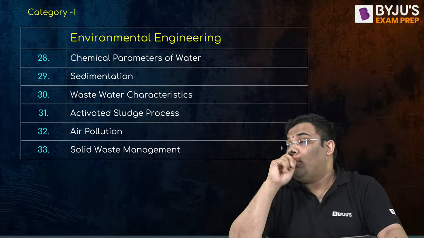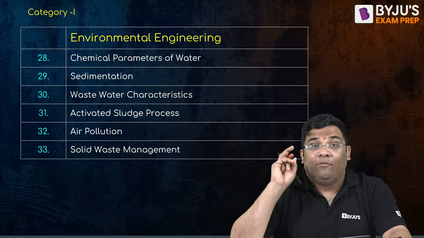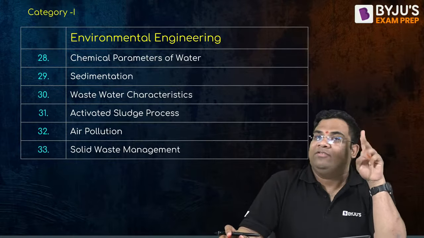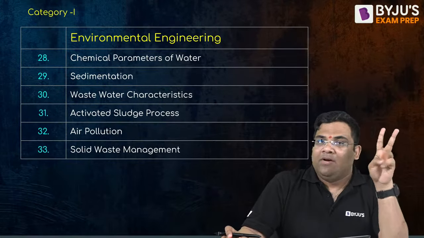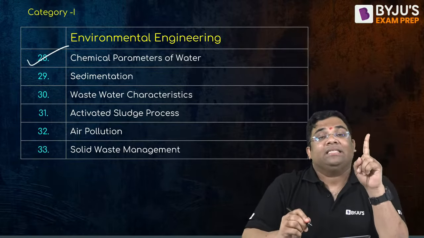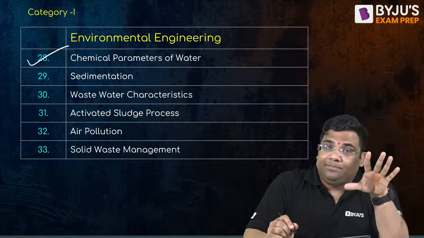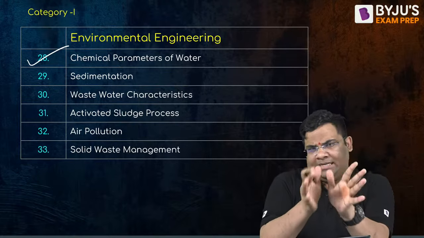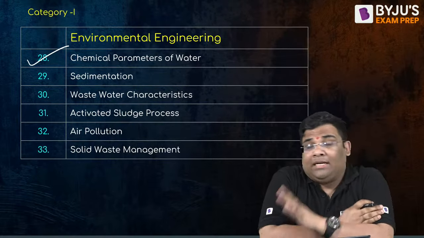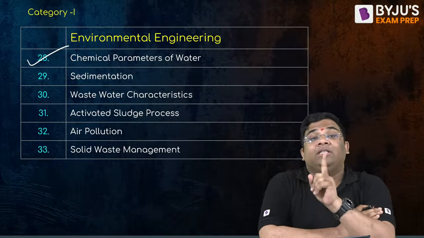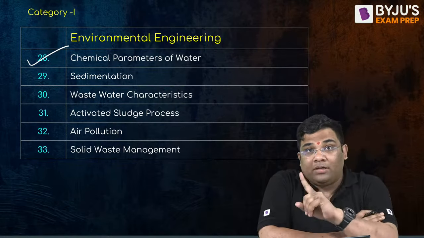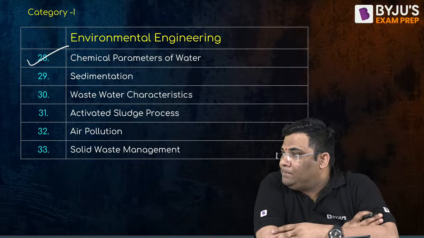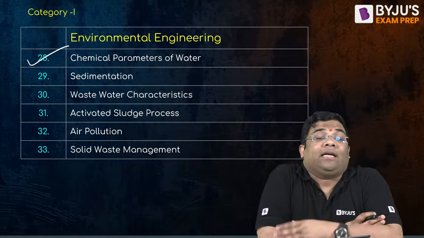Then coming to environmental engineering. Which topics should you complete first? We have three parameters of water: physical, chemical, and biological parameters. First, you should complete the chemical parameters. In this, the hardness and the alkalinity. First you cover these two topics. For that, you have to understand some basic chemistry also. That is also available in the app. Dissolved oxygen is also a chemical parameter. So first complete this, that's what I'm telling.